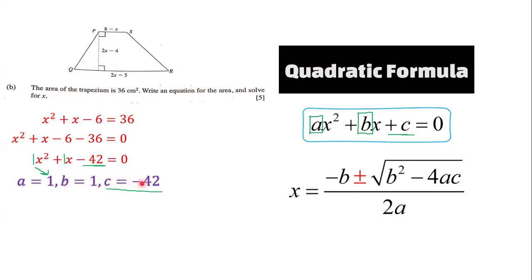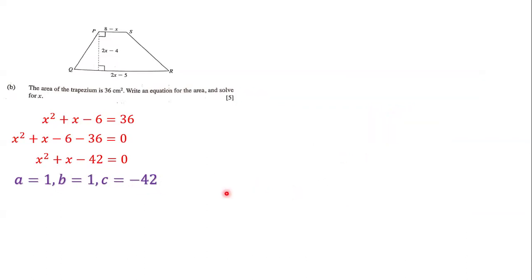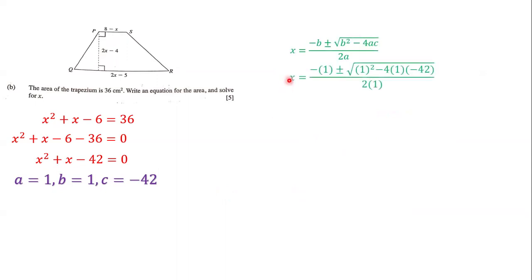And so using these values, we're going to plug them into our formula to figure out the value of x. We have this formula. We substitute: we know that b is equal to 1, so we put 1 here and 1 here. We know that a is equal to 1, so we put 1 here and 1 here. And we know that c is equal to negative 42, so we put it right here. Next, we evaluate the expression in the square root. So 1 squared minus 4 times 1 times negative 42. That gives us 169. So we have the square root of 169.